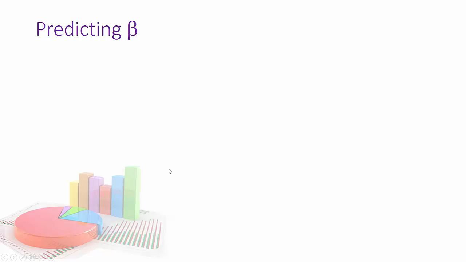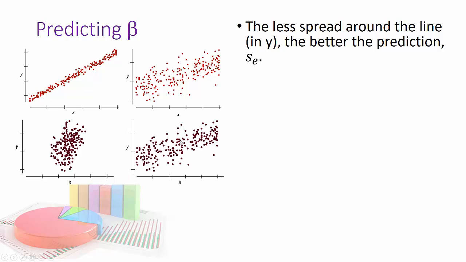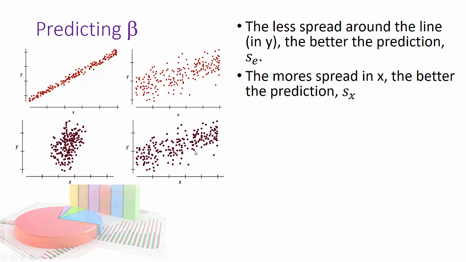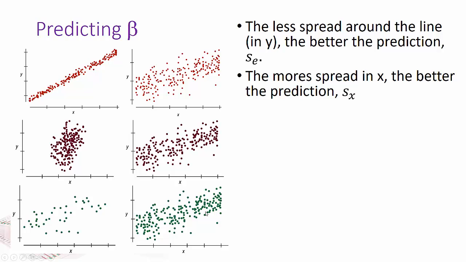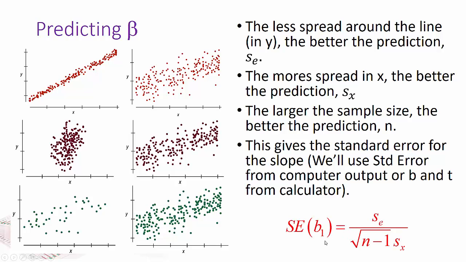So let's go ahead and take a look at predicting slope. First of all, if I have less spread about the line, that s of e, then my prediction should be better, right? So the less spread I have vertically around my line, the better the prediction. The more spread I have in the x direction, the better the prediction, all right? And that would be my standard deviation of x. And the more samples I have, the better my prediction. Which leads us to the formula for the standard error for the slope. And we're using b1, and it's standard error because we're going off the sample. All right. So here's the formula.